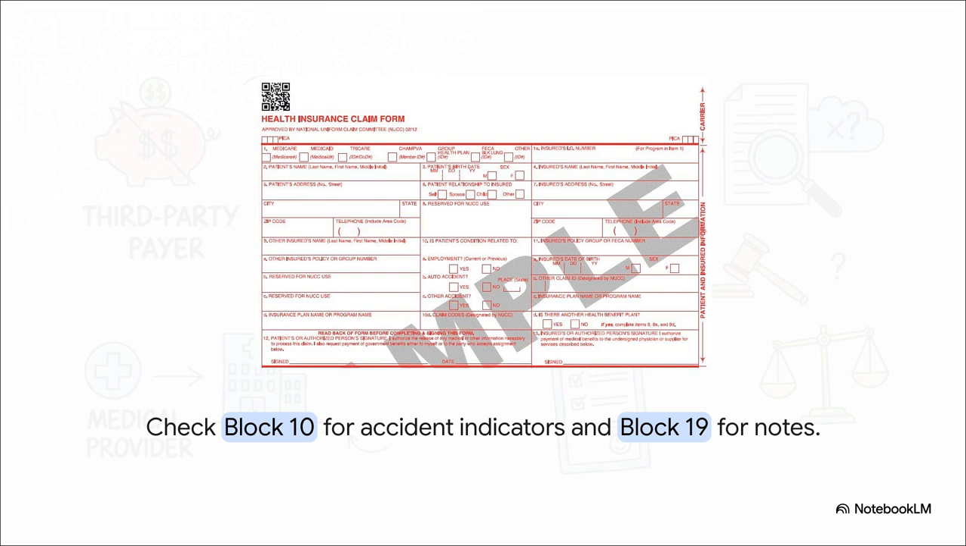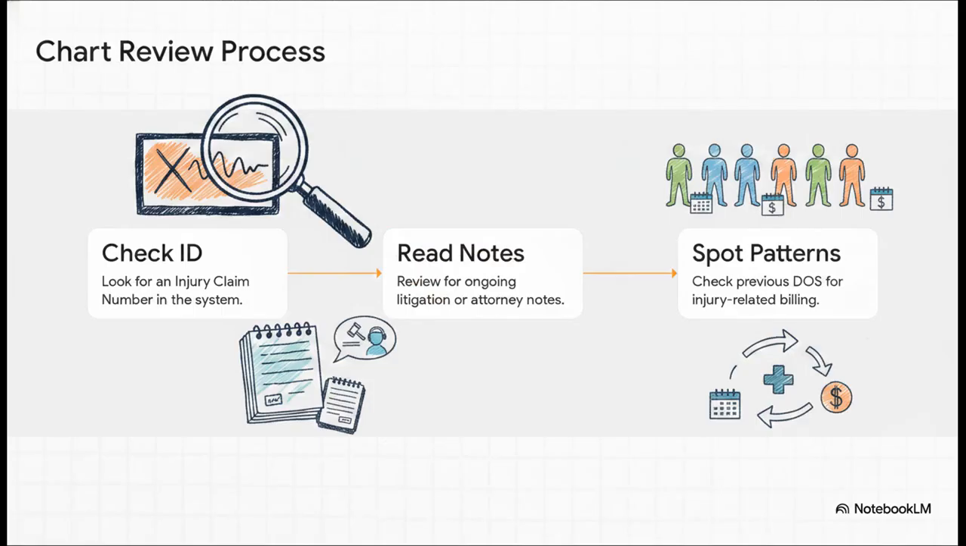Then just drop your eyes down to Block 19. This is the additional claim information field where billers often leave crucial free text notes, like a lawyer's name or a brief accident description. But beyond the claim form itself, you've got to conduct a really thorough chart review. Dig deep into the billing system. First off, do you see a long, distinct injury claim number sitting right where a normal subscriber ID should be? That is a massive clue.